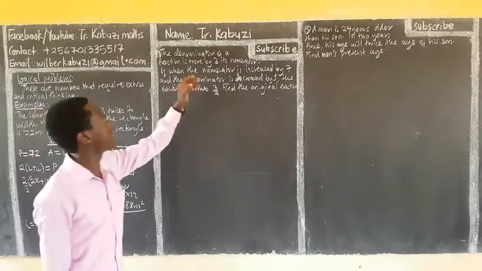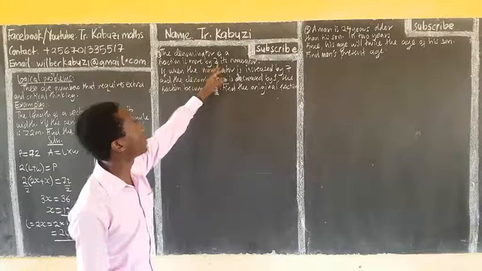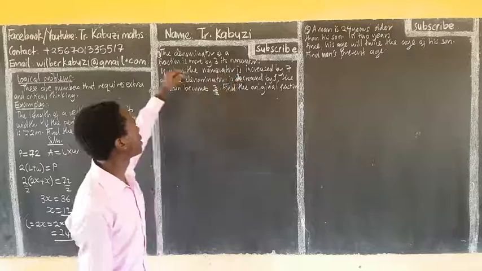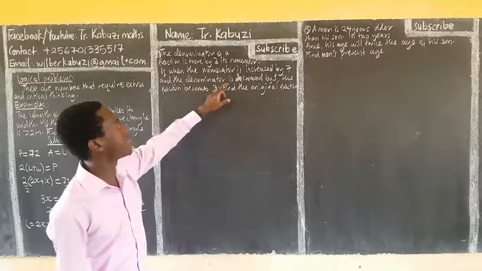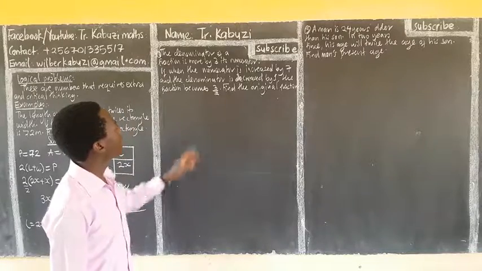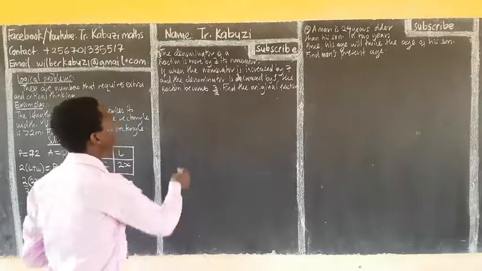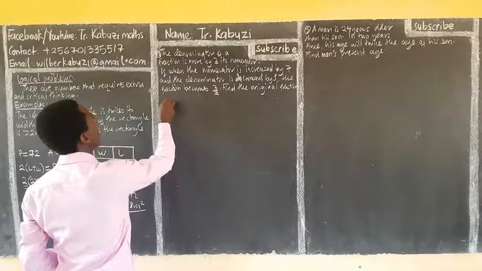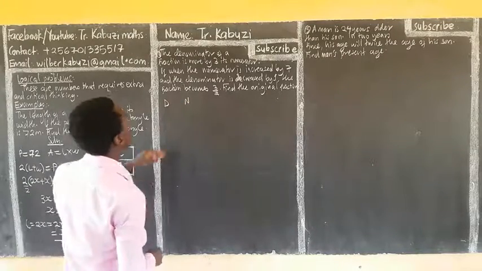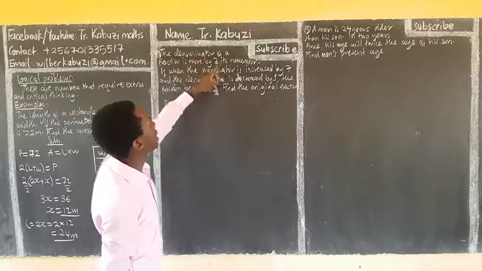Let us come to this now. The denominator of a fraction is more by 3 than its numerator. If when the numerator is increased by 7, the denominator is decreased by 1, the fraction becomes 3 over 2. Find the original fraction. Now, you start by drawing that simple table. So you have the denominator and you have the numerator.